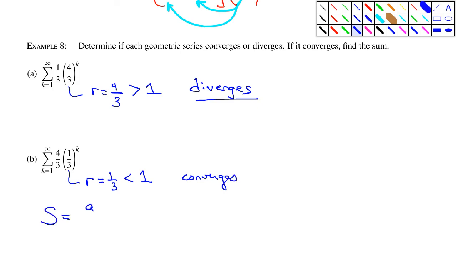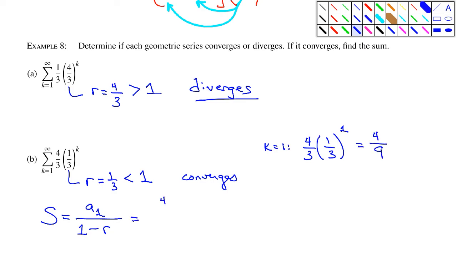The sum of the infinite series is the first term divided by 1 minus r, the ratio. I need to compute what the first term is, so I'll use k is equal to 1, and this will be 4/3 times (1/3) to the first power, which is 4/9. So this is equal to 4/9 divided by 1 minus the ratio of 1/3.